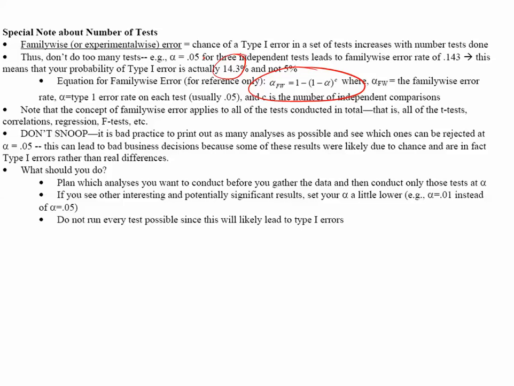So what's the lesson from this? The lesson is don't snoop. It's bad practice to print out as many analyses as possible and see which ones can be rejected or which ones have a significant correlation. What we want to do is plan the analysis first. We need to define the null hypothesis. It needs to be based in some theory, and then we can run the test. If we run the test in that way, then we can be assured that the alpha, or the type 1 error that we would expect, is truly 5% or 1%.